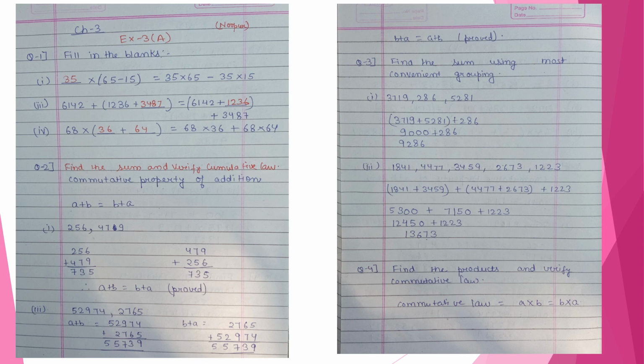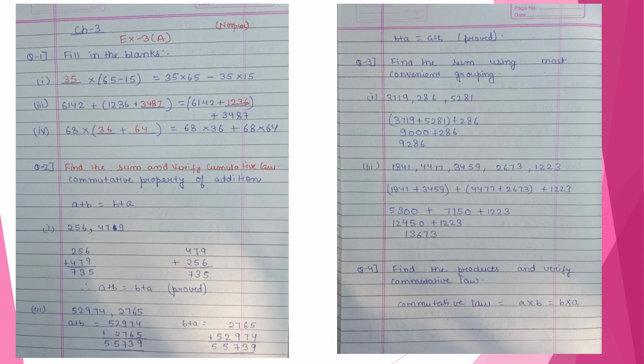Then fourth part, 68 into blank plus blank is equal to 68 into 36 plus 68 into 64. So we'll see the RHS part, 68 into 36 plus 68 into 64. Both the terms are having 68 in common. So we'll take it out of the bracket and we can write it down in the two blanks. In LHS we can write it down as 36 plus 64.